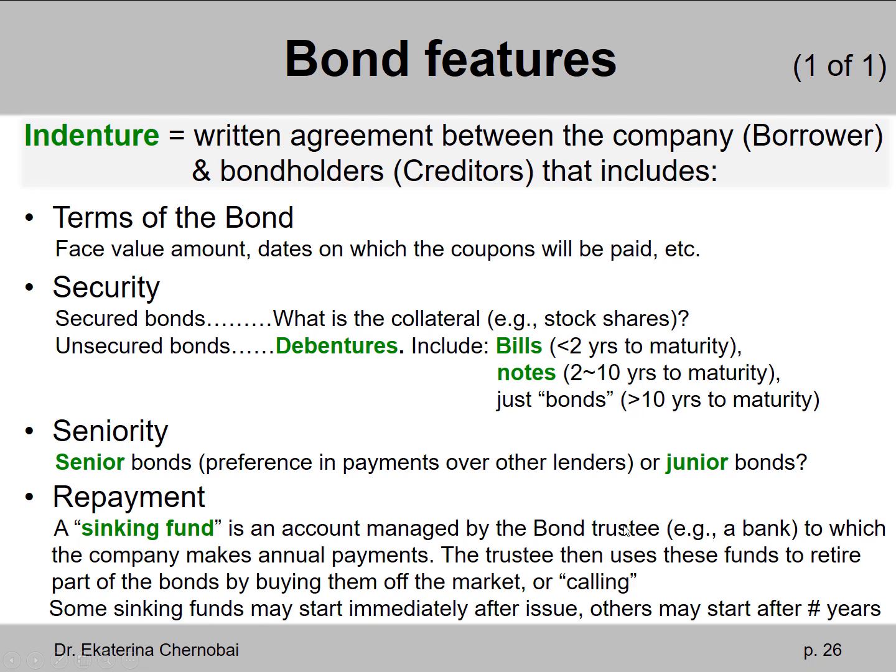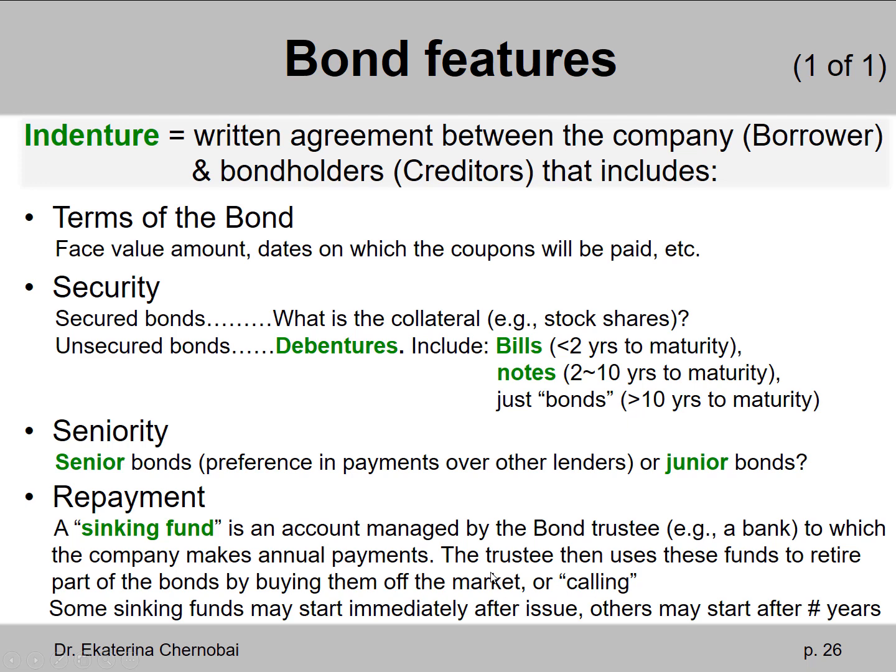And then this bank, this sinking fund, will use the money that will accumulate in it to, so to speak, retire part of the bonds. In other words, it will buy them back from the market, from the investors' hands. They're no longer circulating among the investors. They're removed from the market. And this is called calling bonds.